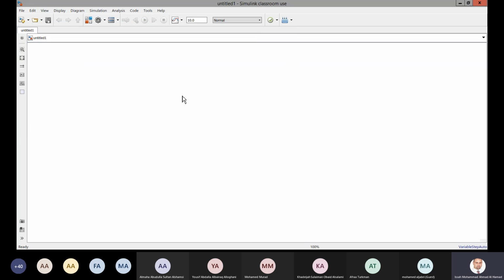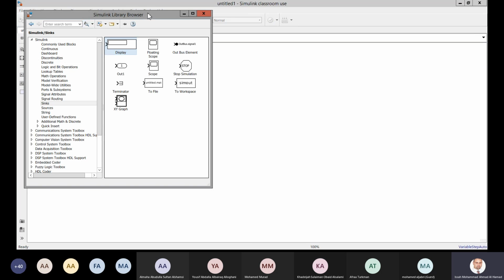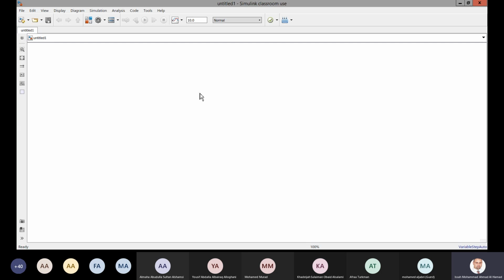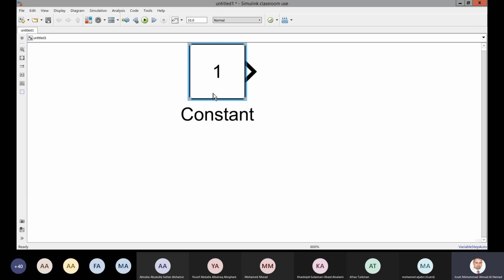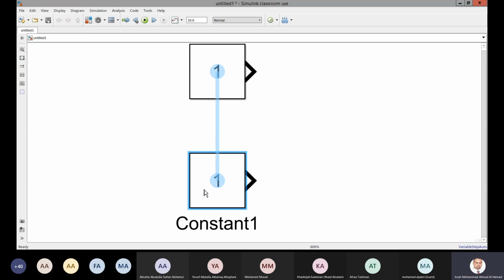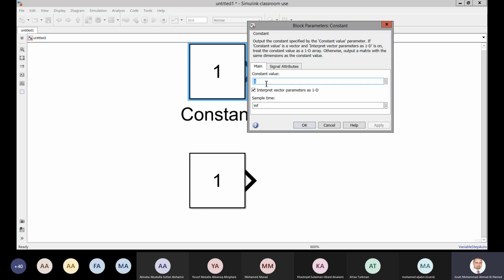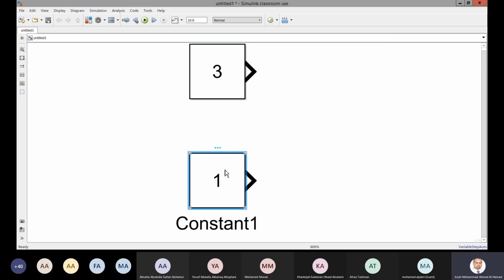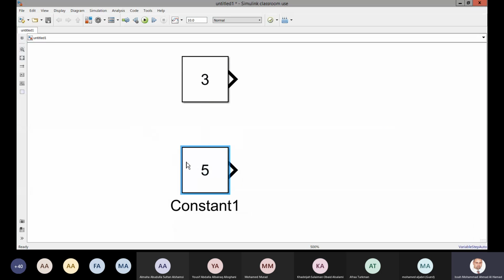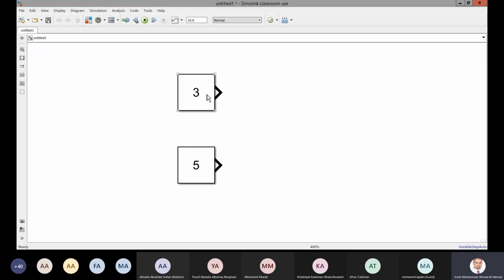Okay. So now I need to add blocks. There is another way of adding a block. If you remember the block that you want, you can start typing. So I will do this block, constant. You will have the options here. So I have constant. I will copy this, and I will have another constant. So I will add 3 here and I will add 5 here. So I did not go to the library. I know the blocks that I need to use, so I started typing.